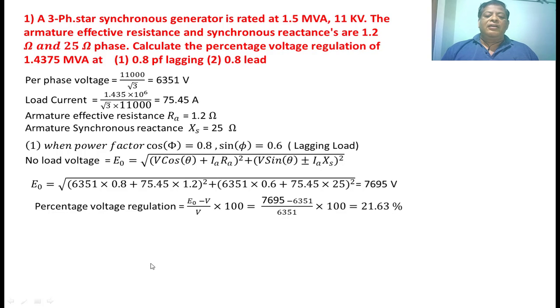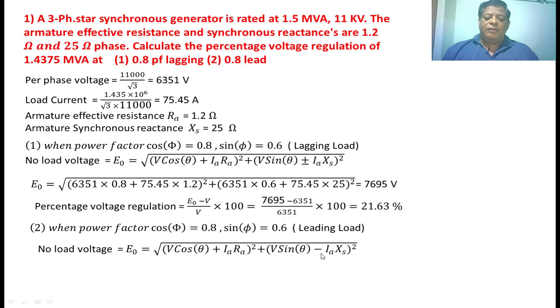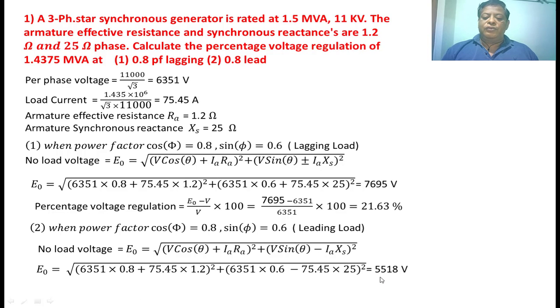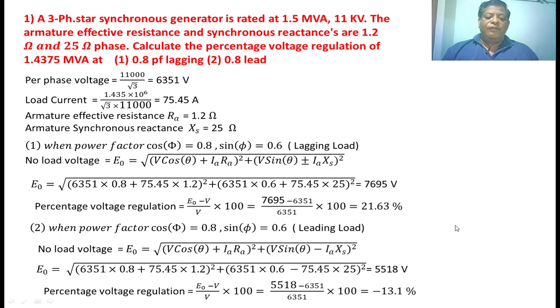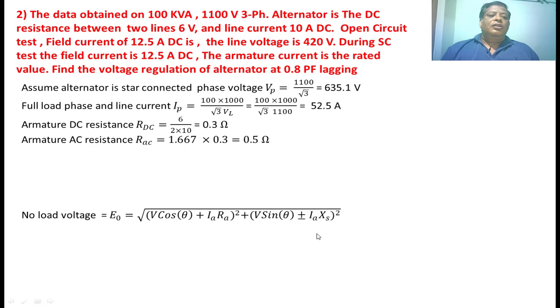In the same manner, if you want to find out the voltage regulation at a leading power factor, here you have to take the minus: plus for the lagging power factor, minus for the leading power factor. Use the same formula, but the only thing is here you take the minus. Substitute all the values, we are getting 5518 volts. Again, if you find the voltage regulation, substitute all the values, we are getting minus 13.1%. Now, the second problem.